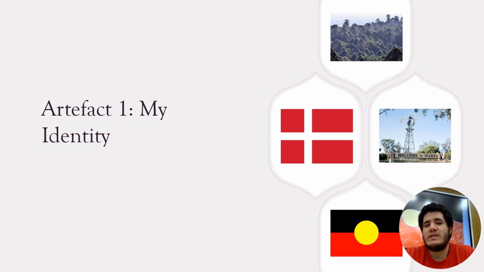Above it is a culturally significant place for my mob, the Bunya Mountains. It's a culturally significant spot for multiple reasons, but we are also the mob from the western side of the Bunya Mountains. Below the Bunya Mountains is an image of the Danish flag.